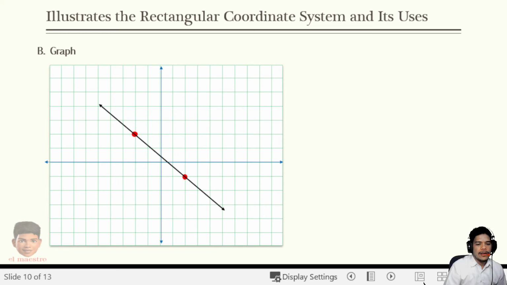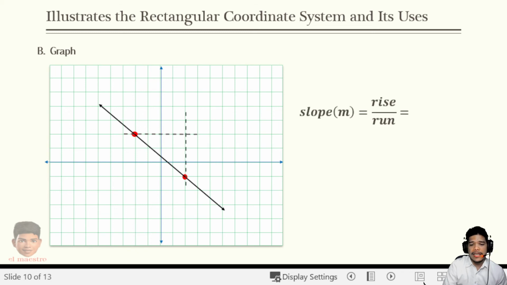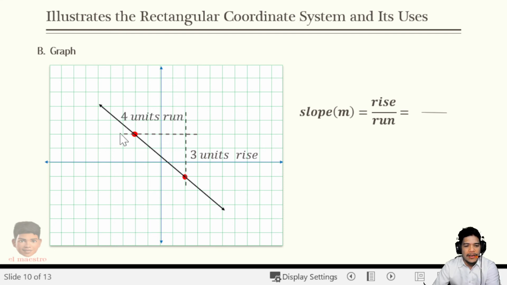So, again, we draw a triangle. Then we count the rise over run. So, this time class, hindi na natin i-zoom out. We will just count. Okay? Tingnan natin. So, rise natin. Ano yung rise natin? Ito. Bilangin natin. 1, 2, 3. So, meaning, we have 3 units. How about our run? 1, 2, 3, 4. So, we have 4 units. Meaning, rise over run. So, that is 3 over 4.